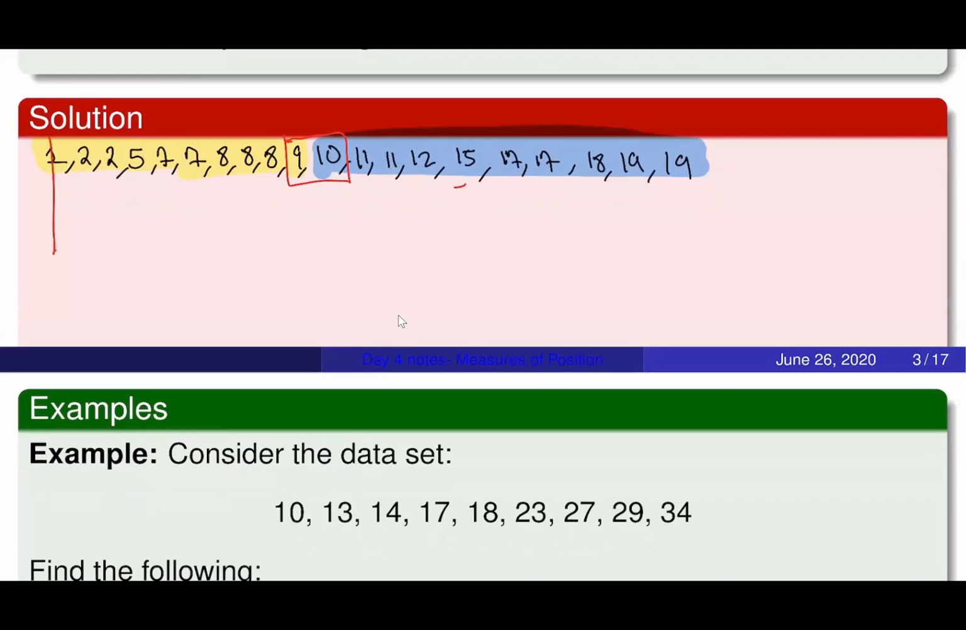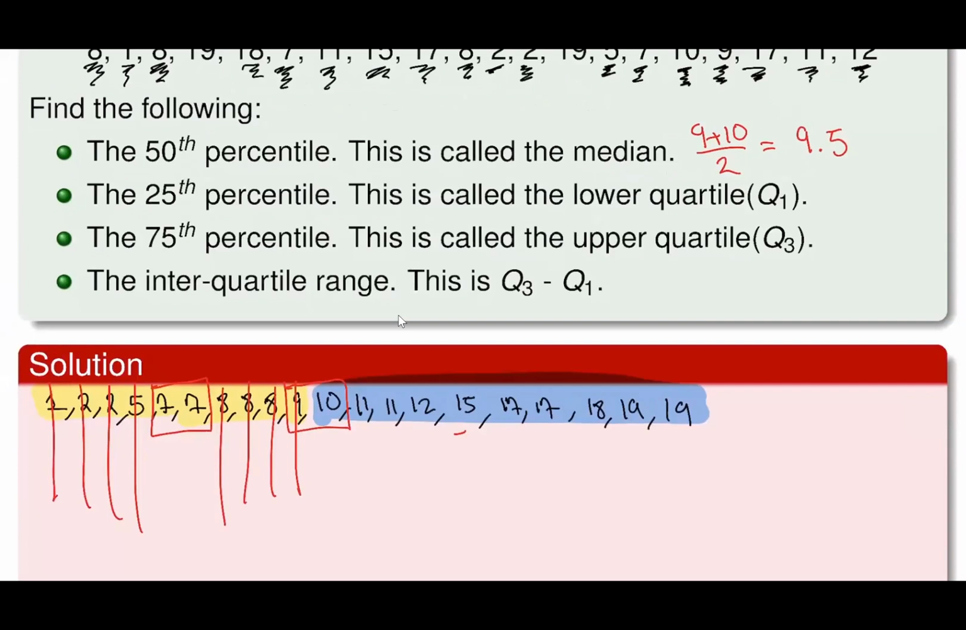So I'm gonna cross out this 1, cross out this 9, cross out this 2, cross out this 8, cross out this 2, cross out this 8, cross out this 5, cross out this 8, and you get those 2 numbers in the middle. Same thing, you take the average: 7 plus 7 divided by 2, and you get 7. So that's quartile 1. Any question for quartile 1?